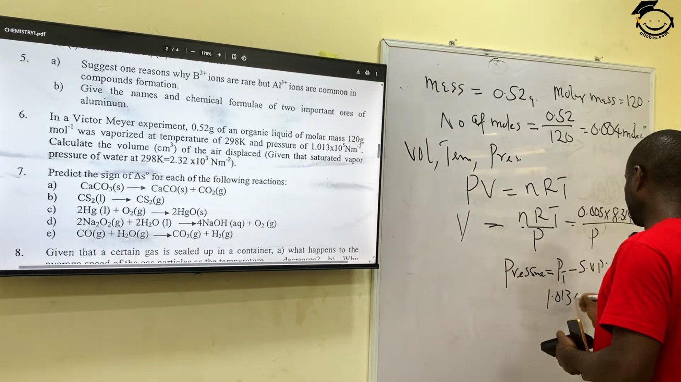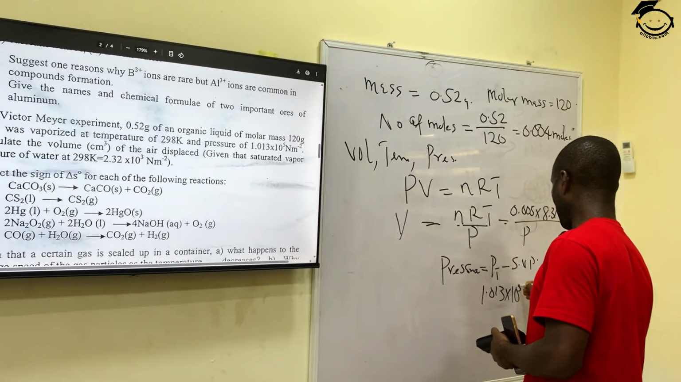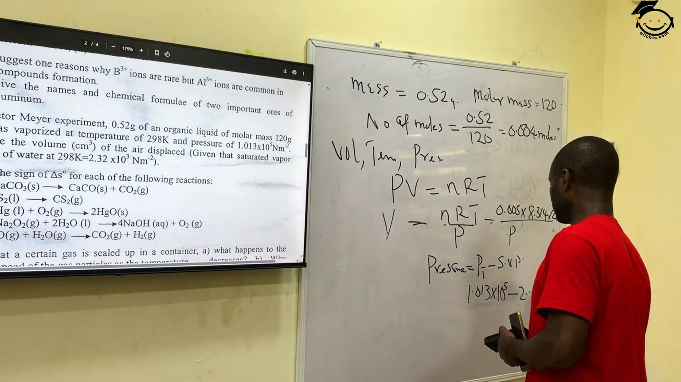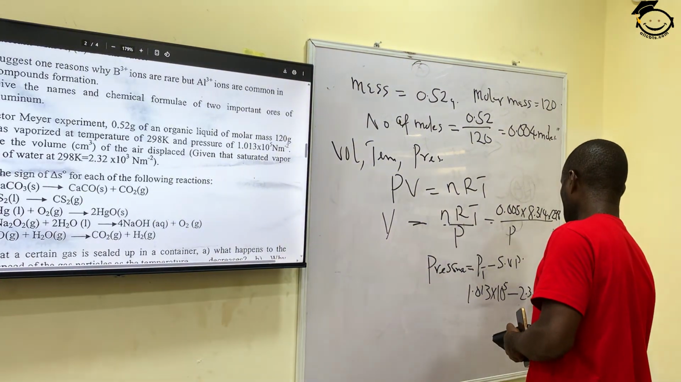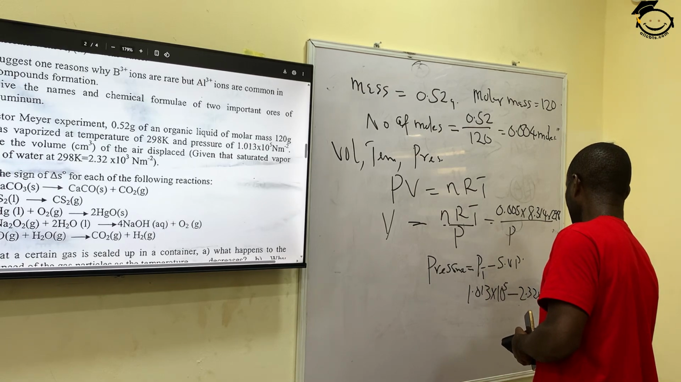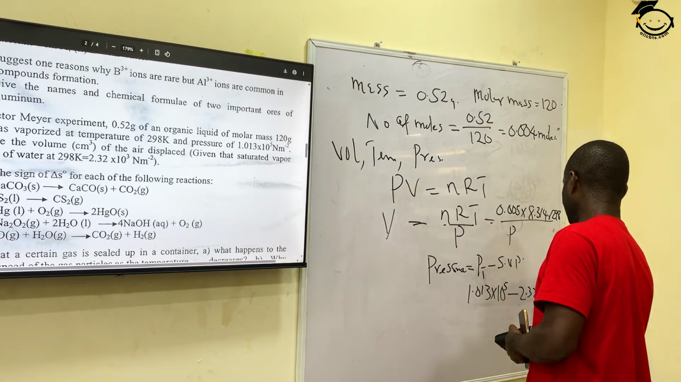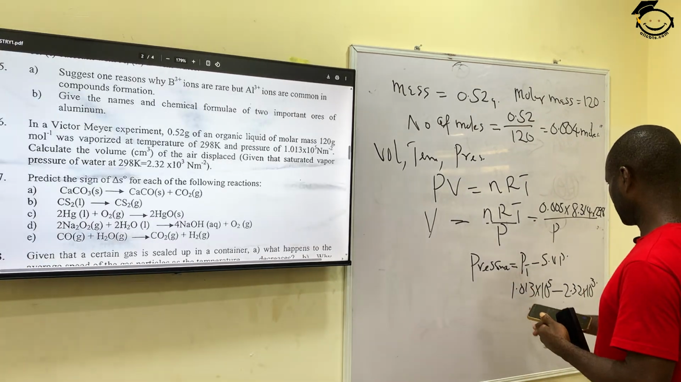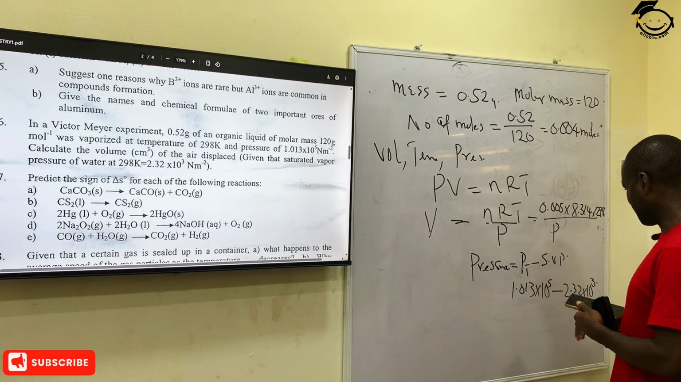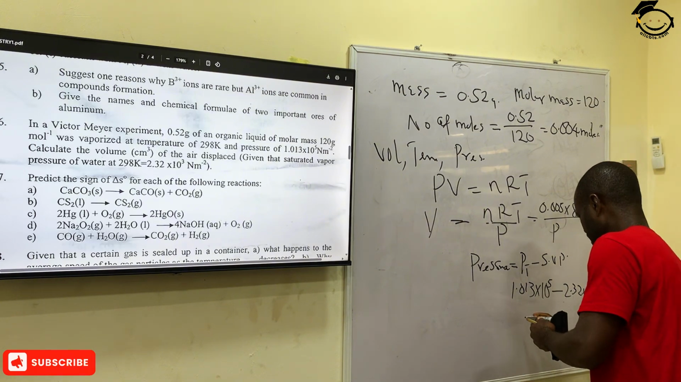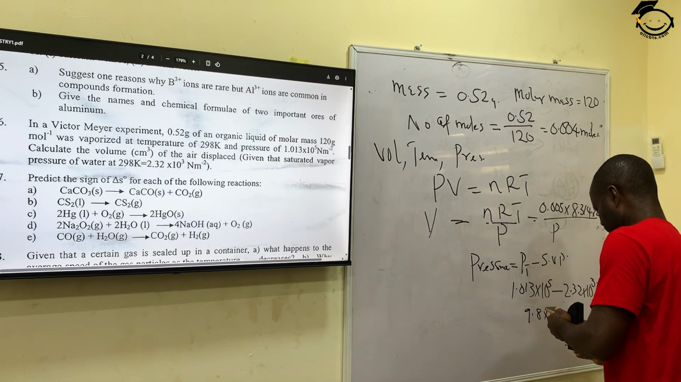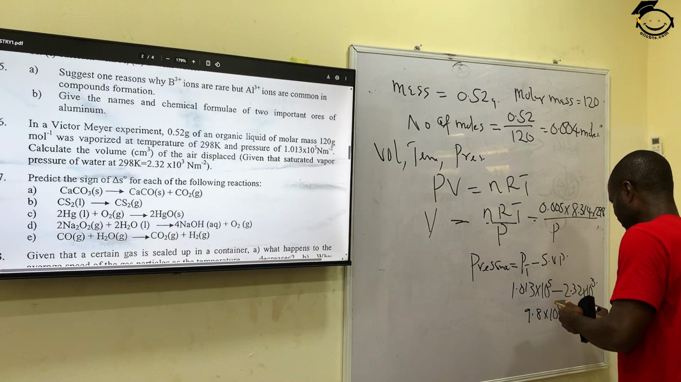1.013 times 10 raised to power 5 minus 2.32 times 10 raised to power 3. So the actual pressure of the liquid will be the total pressure minus the saturated vapor pressure of water, which will give us 9.8 times 10 raised to power 4 Newton per meter squared.